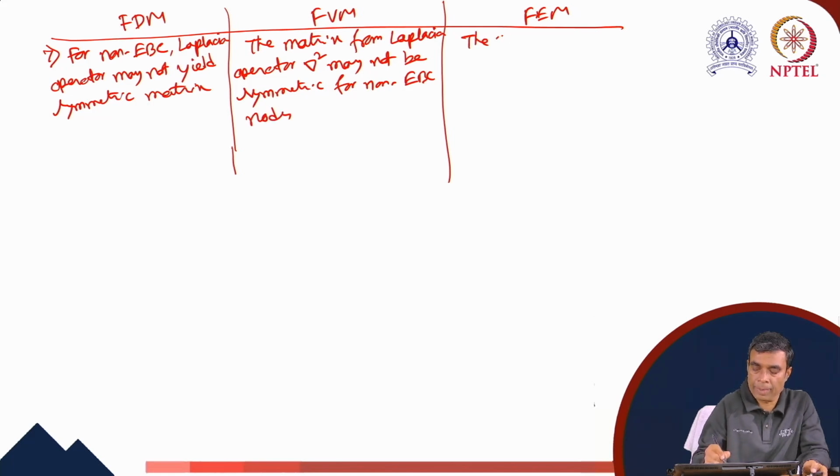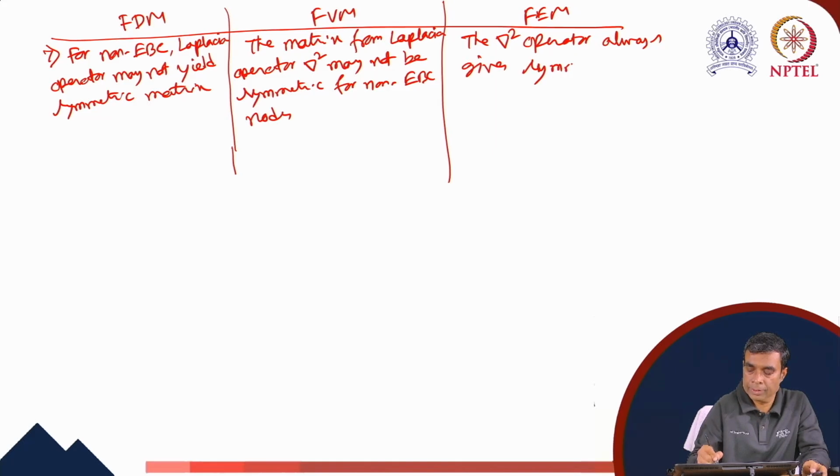The Laplacian operator in FEM always gives symmetric element level or global level coefficient matrix.